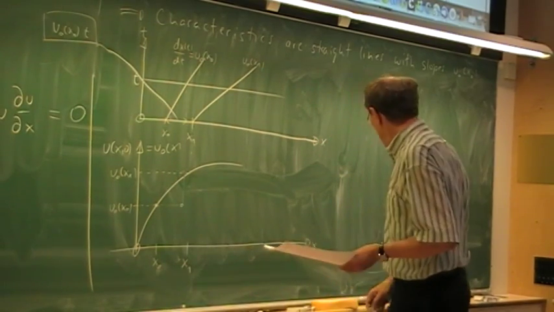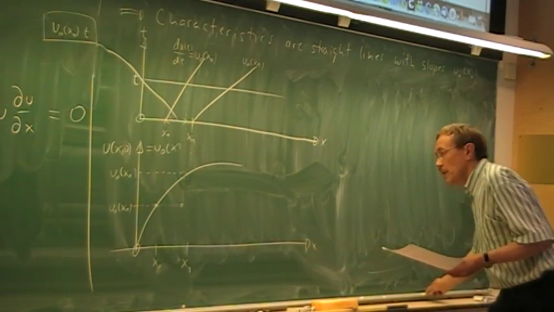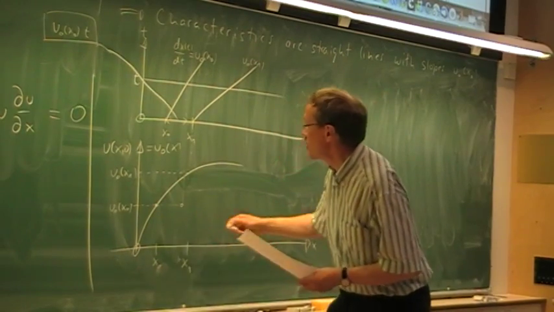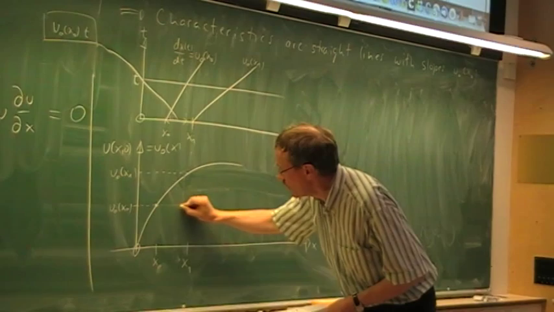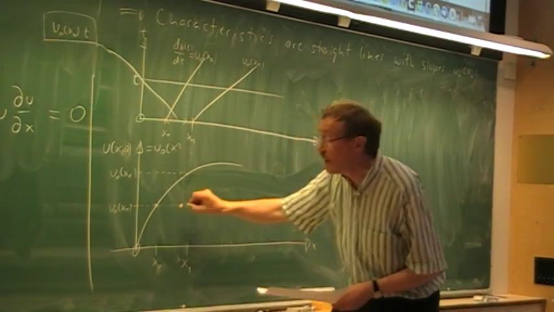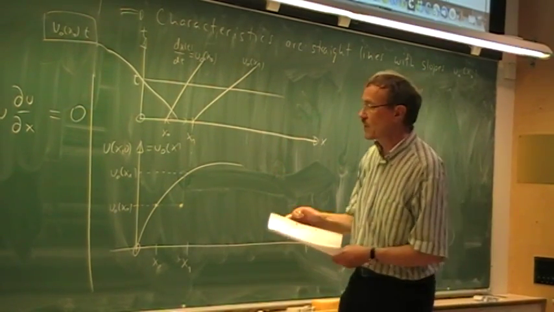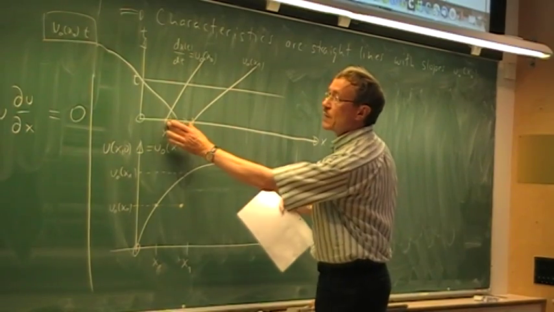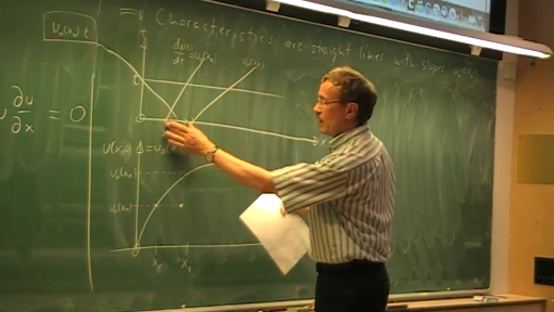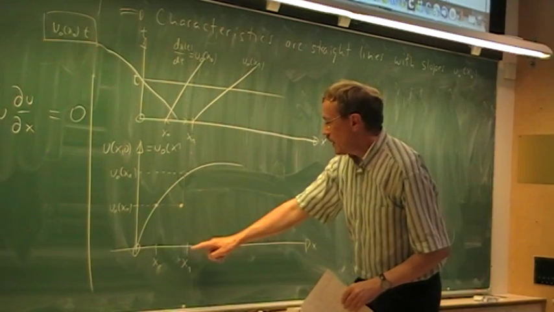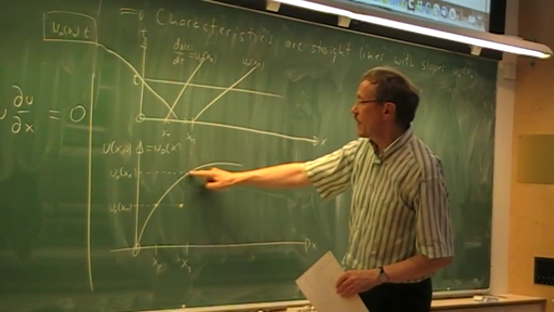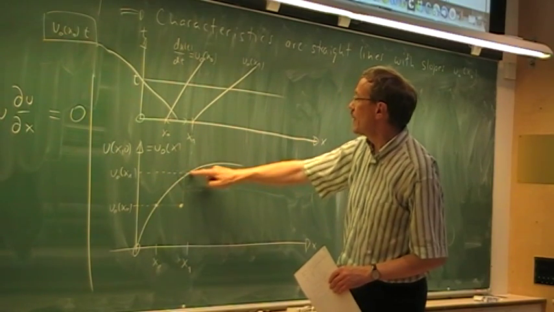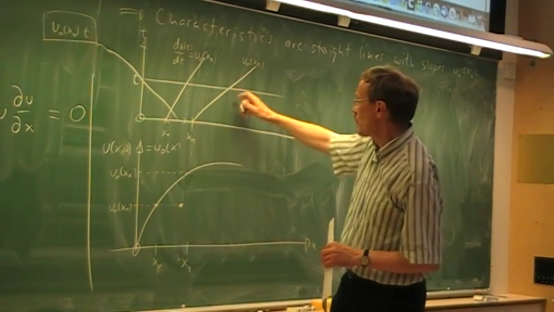Let's see, I'll try to find another color here. So that would be the solution. It would be here. It has traveled here. It has the same velocity. It has just traveled this distance u0 of x0 times t. At x1, the point that we have here, the solution has traveled with this velocity to this point here.